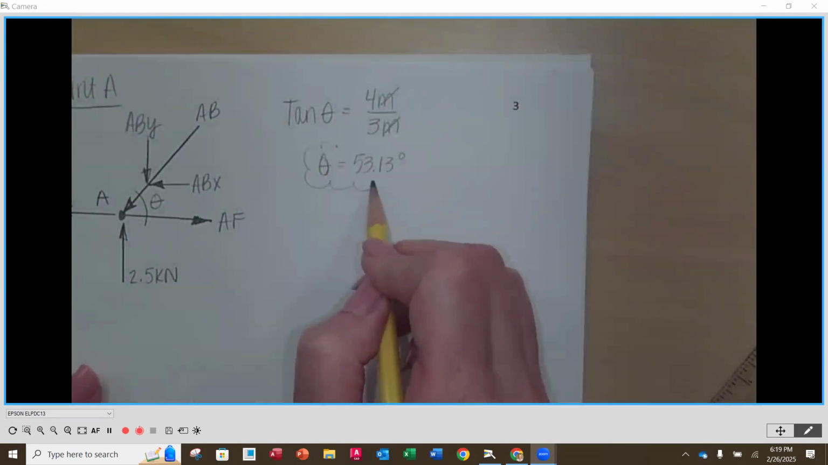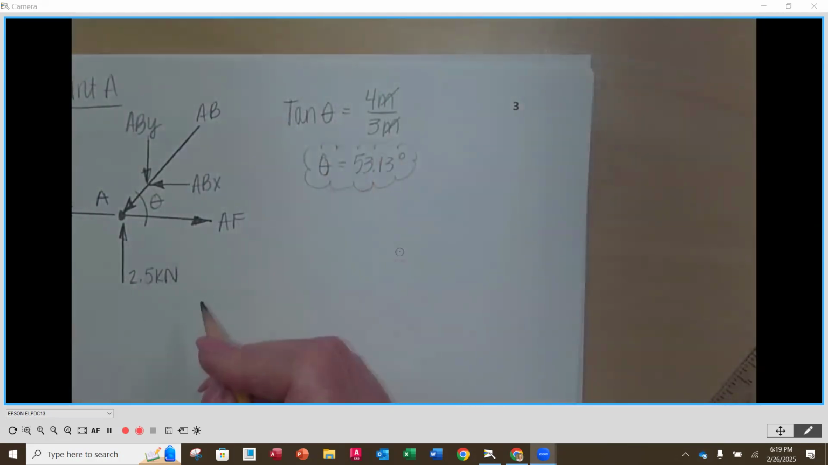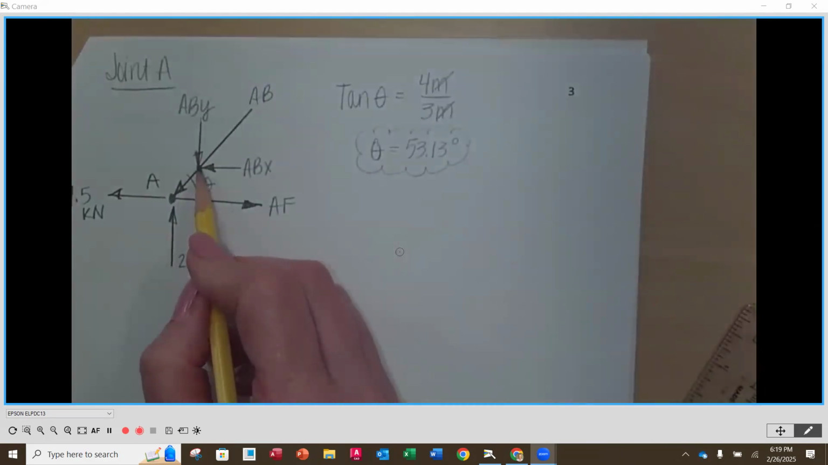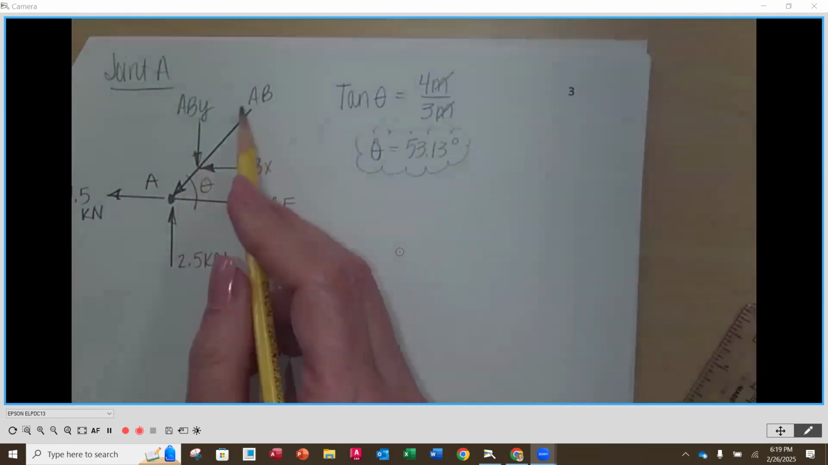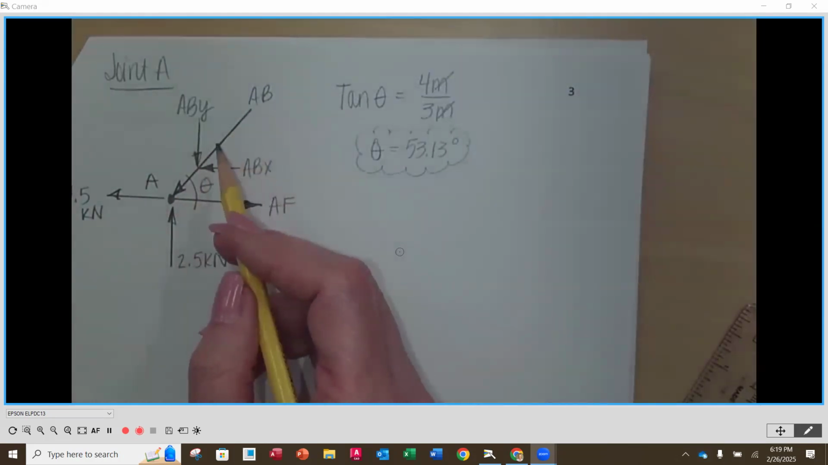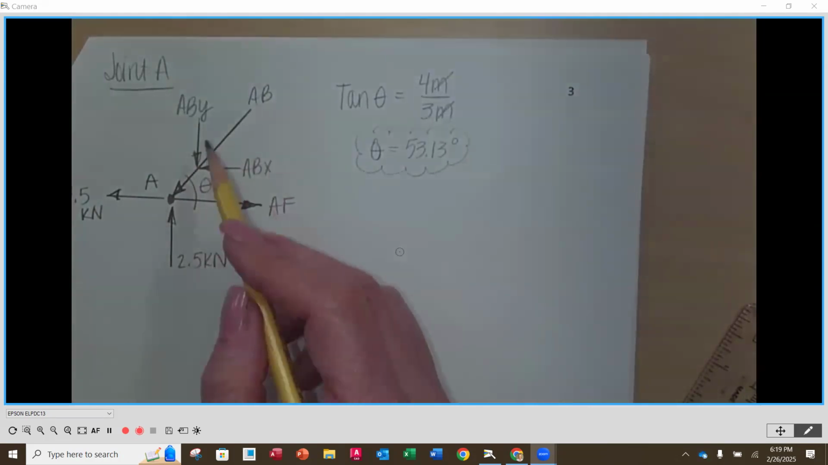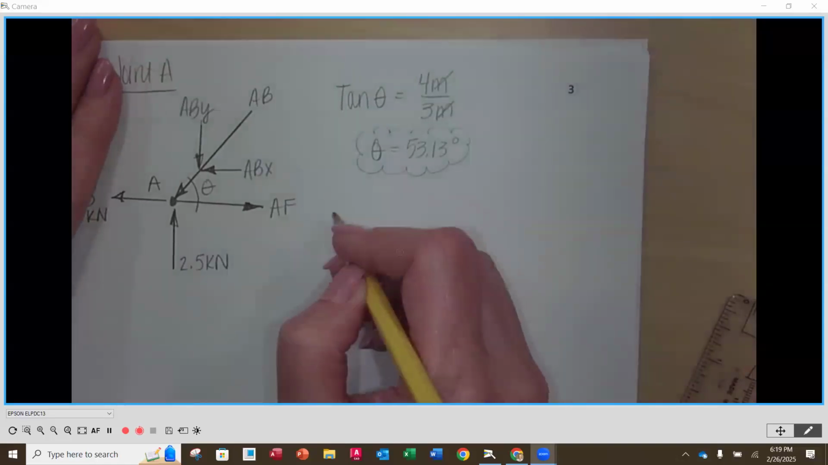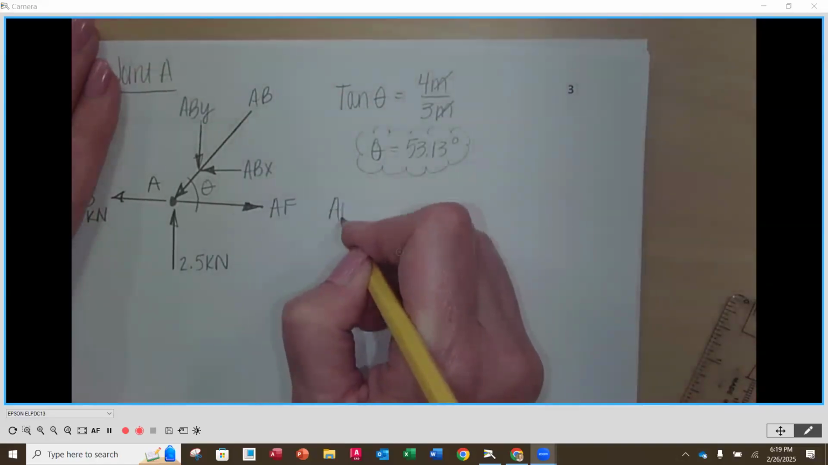So you should have gotten 53.13 degrees, right? Now we'll be using that to put the X and the Y components in terms of their hypotenuse. So that's the next work that we're going to do. We're going to find the values for ABY and ABX. So I'm going to start with ABX.